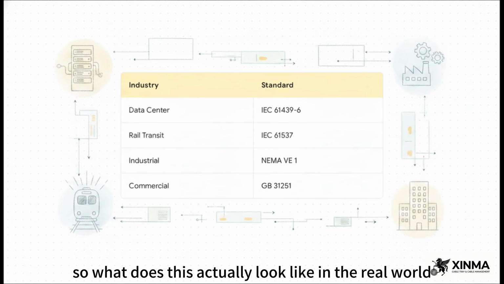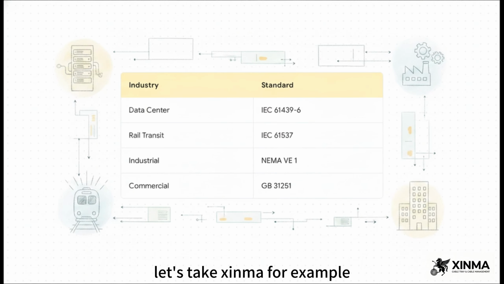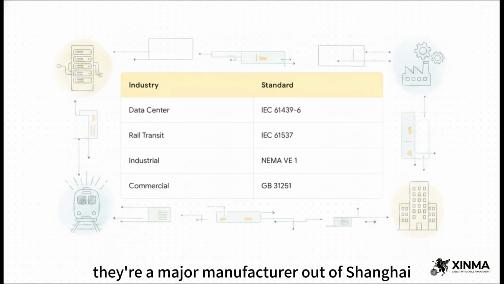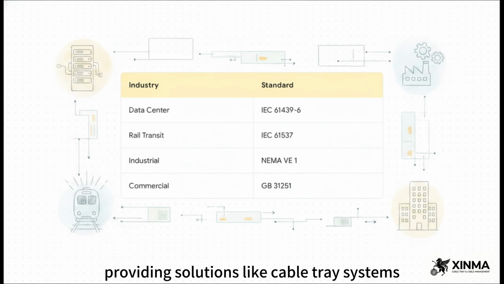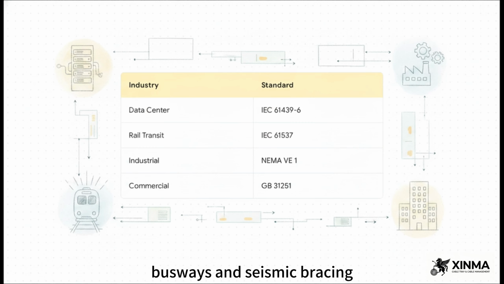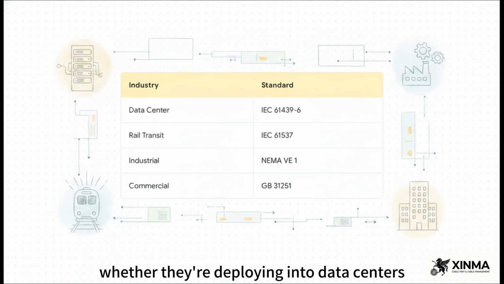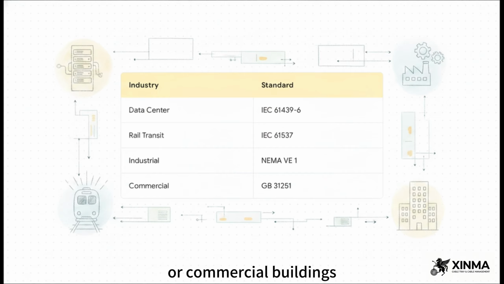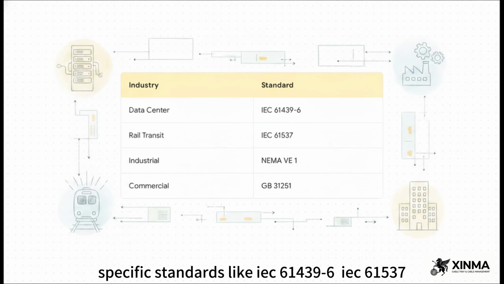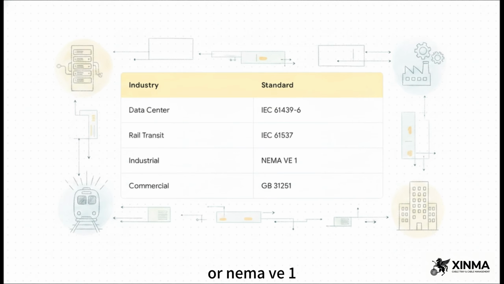So what does this actually look like in the real world? Let's take Xinma, for example. They're a major manufacturer out of Shanghai, providing solutions like cable tray systems, busways, and seismic bracing. Notice how strictly their target industries map to rigid compliance standards. Whether they're deploying into data centers, rail transit, industrial plants, or commercial buildings, their products adhere exactly to specific standards like IEC 61439-6, IEC 61537, or NEMA VE1.